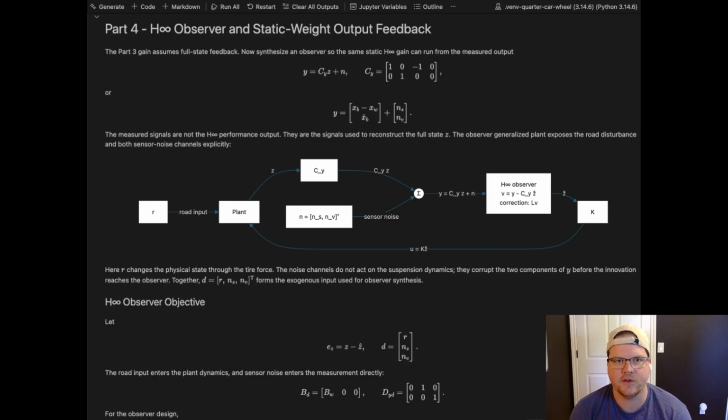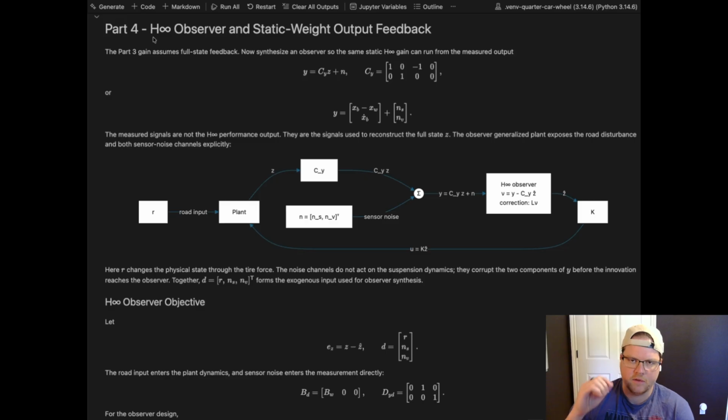Welcome back to the Acreon tutorial series where I'm looking at the quarter car wheel model, where I'm looking at H infinity control, which was just introduced in part 3. And now we're looking at the observer side, or the dual problem of the static weight output feedback. It's posed in a similar way as H2, where I separately synthesize the control gain K, and then I synthesize the Luenberger observer gain L.